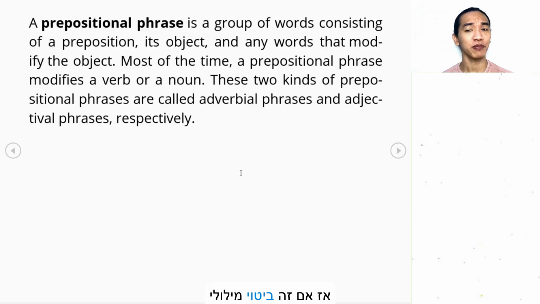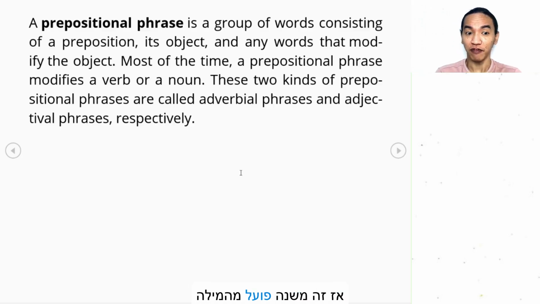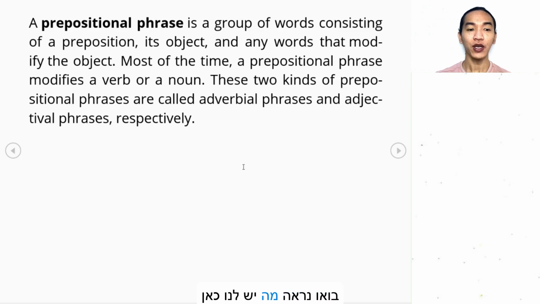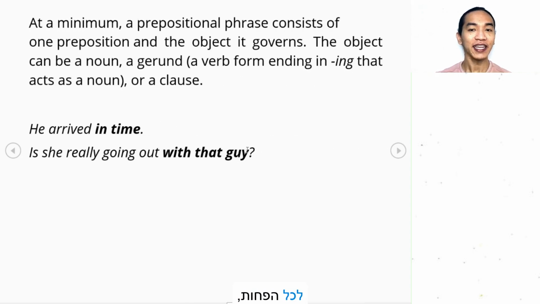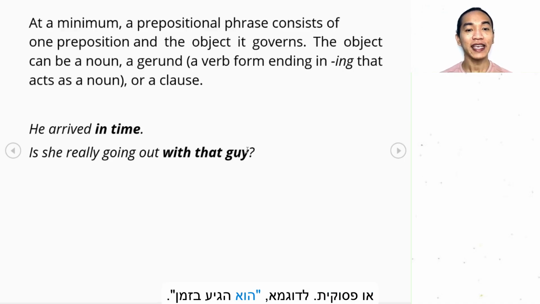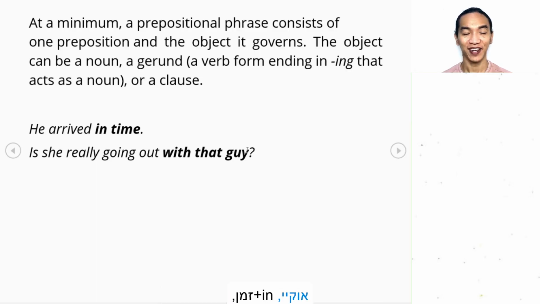If it's an adverbial phrase, then it modifies a verb, from the word adverb. And adjectival phrases modify or describe a noun. All right? So let's see what we have here more. At a minimum, a prepositional phrase consists of one preposition and the object it governs or modifies. The object can be a noun, a gerund, or a clause. Example: he arrived in time. Okay? In plus time there makes a prepositional phrase.